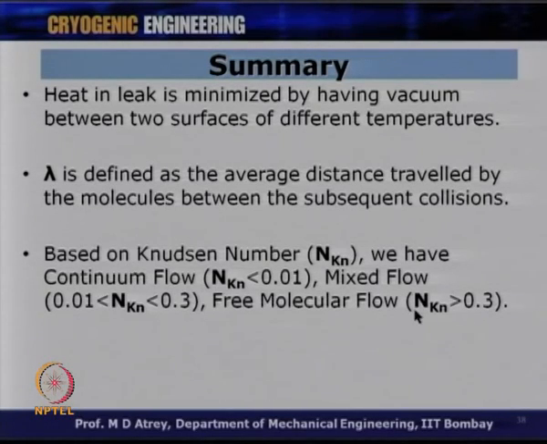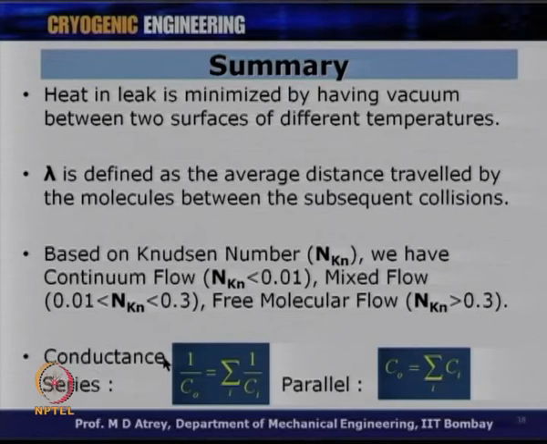And we know that for conductances of pipes connected in series, 1 by C0 is equal to sigma 1 by Ci, and when they are connected in parallel, C0 is equal to sigma Ci. They will just get added, C1 plus C2 plus C3 etc.